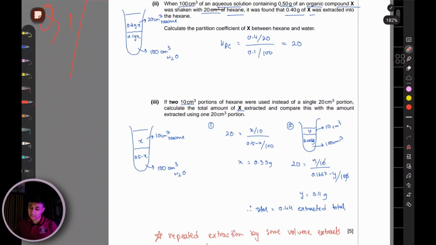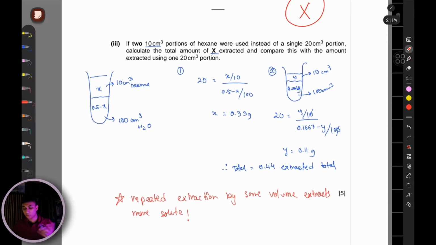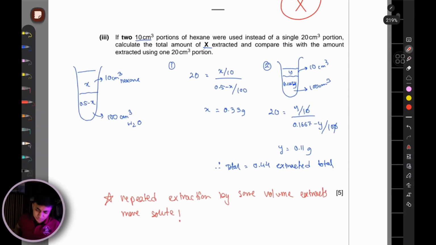But yeah, anyways, we know the KPC between solvent hexane and solvent water is actually 20 for solute X. Fair enough. Now, second question, this is where the problem is. It's not a problem, it's fairly simple. But still, if two 10 cm³ portions of hexane were used instead of a single 20 cm³ portion, calculate the total amount of X extracted and compare this with the amount extracted using the single portion.